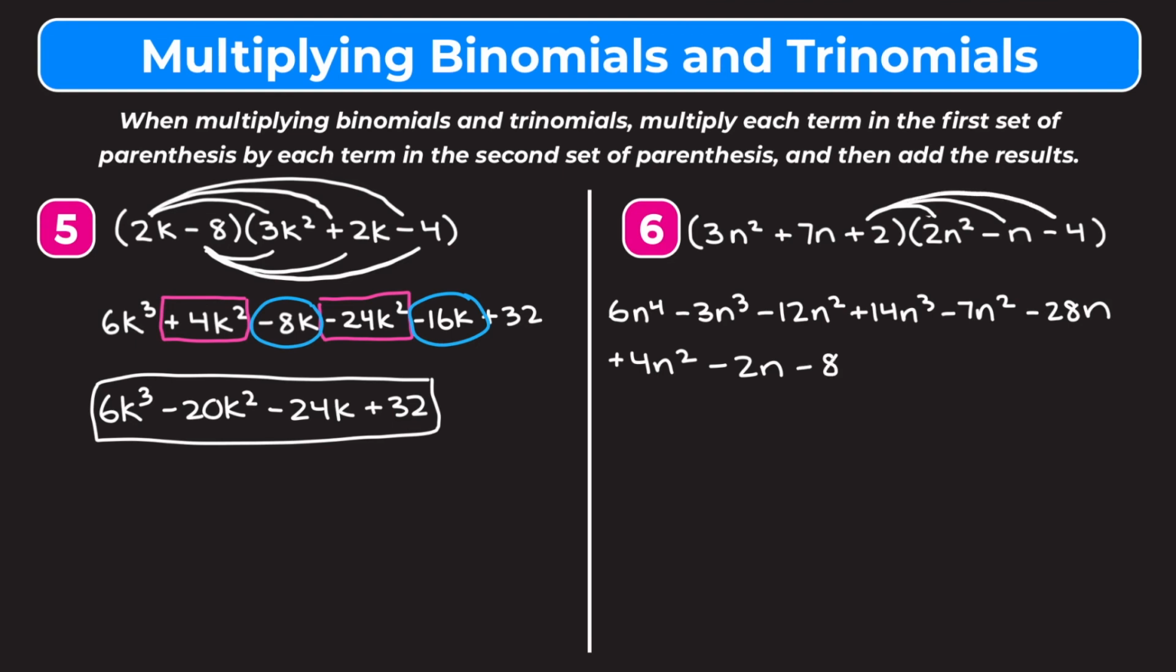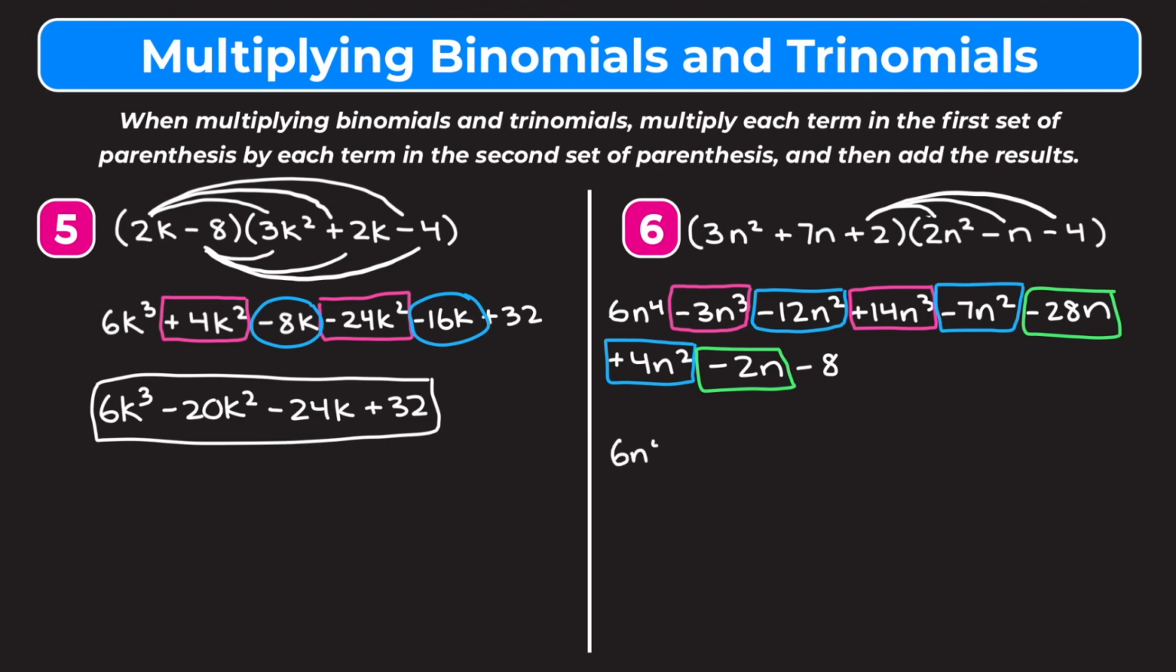And now we want to combine like terms, so we have a negative 3n cubed that can go with a positive 14n cubed, and we have a negative 12n squared that can go with a negative 7n squared and a positive 4n squared. And we have a negative 28n that can go with a negative 2n. So our 6n to the fourth stays as it is. If we combine the n cubes, we have minus 3n cubed plus 14n cubed, which is plus 11n cubed.